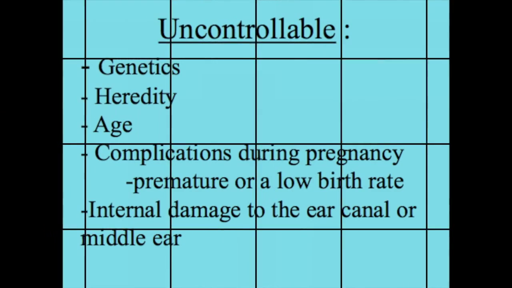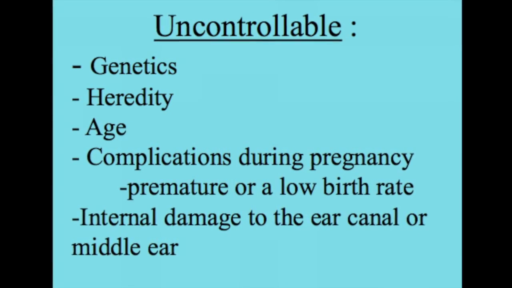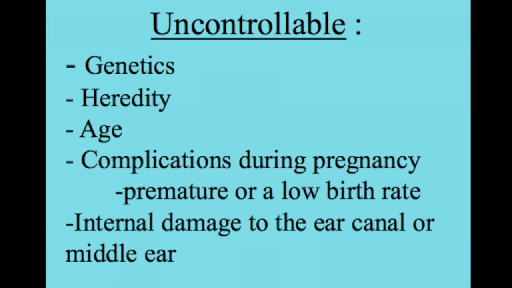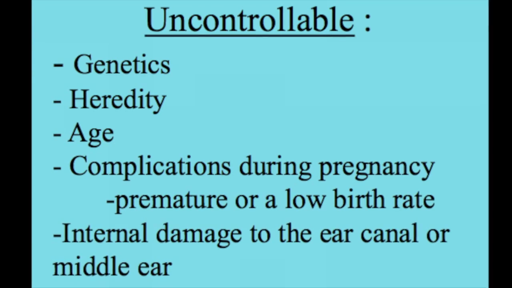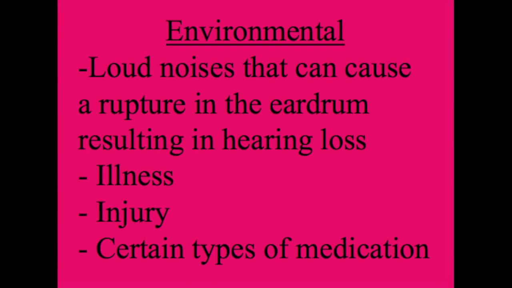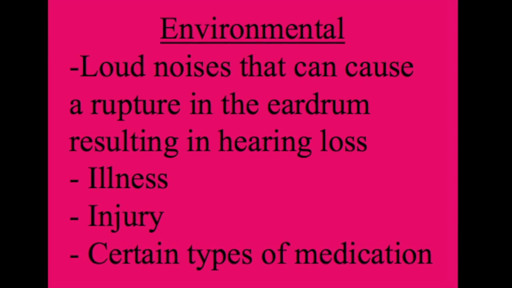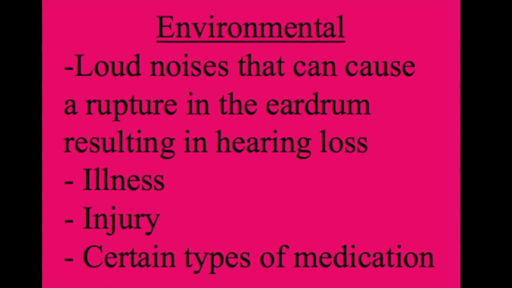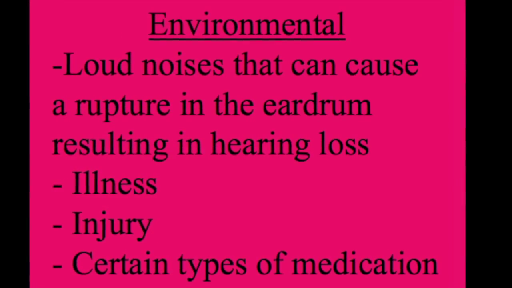There are several causes for hearing loss that are uncontrollable, such as genetics or heredity and age, complications during pregnancy, such as being premature or having a low birth rate, and having internal damage to the ear canal or middle ear. Some environmental factors could include loud noises that can cause a rupture in the eardrum, resulting in hearing loss, illness such as heart disease and diabetes, and certain types of medication can put somebody at a higher risk.